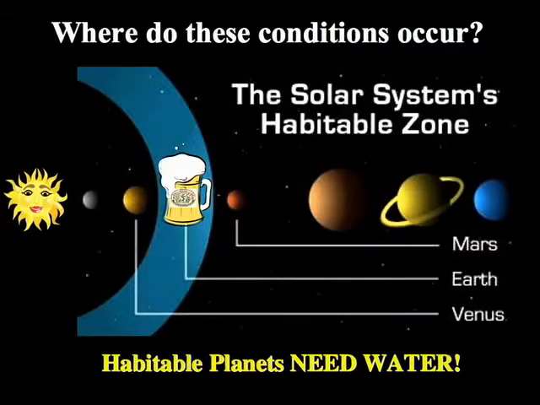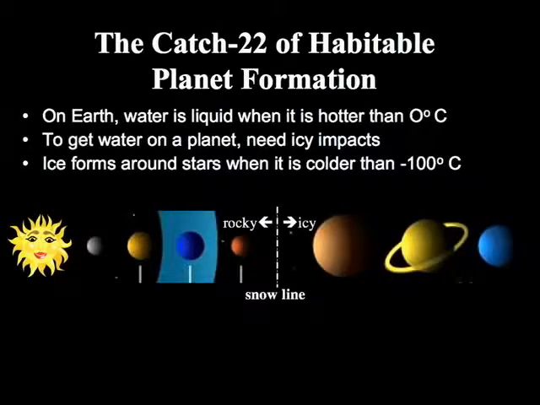So, you need water. So it turns out there's a little catch-22 in terms of forming a planet in the right place for life and with the right composition. So on the Earth, for water to be liquid, it has to be hotter than about 0 degrees Celsius. But the Earth formed in this disk of gas and dust, and the pressure is very low in there. And it turns out that in these low-pressure environments, ice condenses at a much lower temperature. So to have ice form, it has to be actually colder than about negative 100 degrees Celsius.